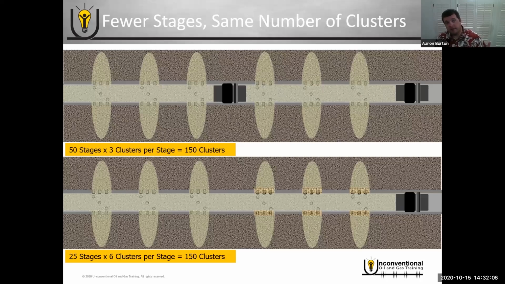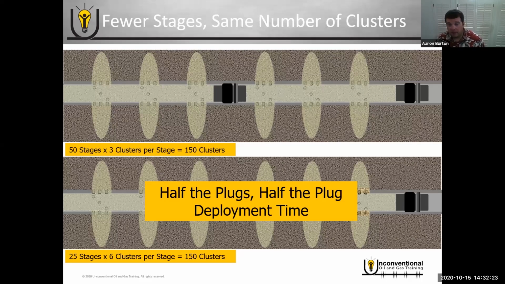The top scenario being 50 stages with 3 clusters per stage and with 150 clusters overall. And the bottom scenario could be a 25 stage system with 6 clusters per stage and still have the equivalent 150 clusters. But now you have half the stages. So you have half the plugs and half the deployment time. And you won't necessarily have half of the mill out time of the plugs, but it will be easier to mill out 25 plugs versus 50 plugs. So you will see additional savings there.